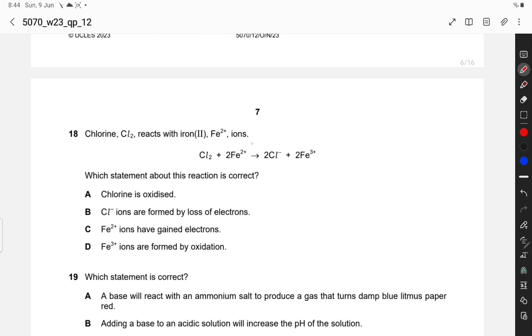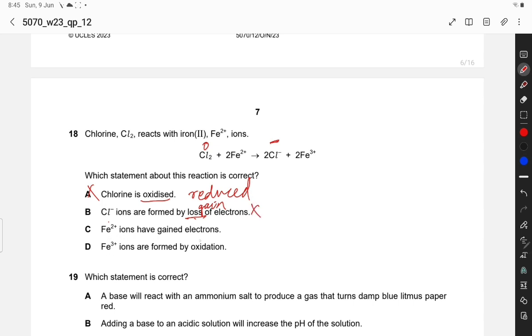Chlorine reacts with iron 2 ions. Which statement about this reaction is correct? Chlorine is not oxidized, it is reduced. So this is incorrect, because the oxidation state goes from 0 to minus 1. The oxidation state is decreased, so it is reduced, not oxidized. Chloride ions are formed by the gain of electrons, so the statement about loss of electrons is also incorrect.